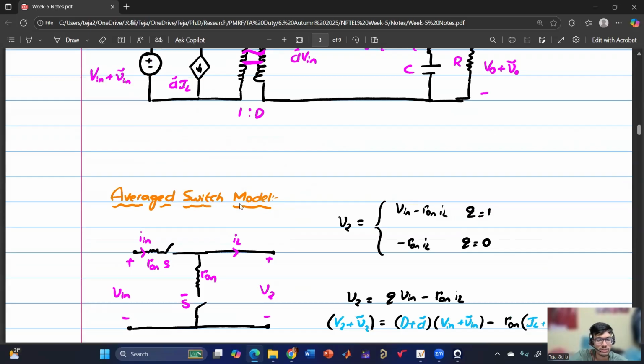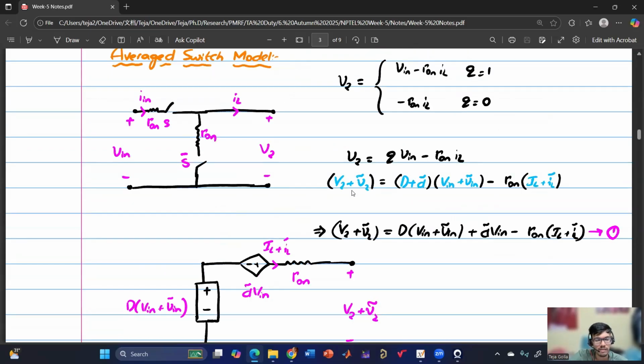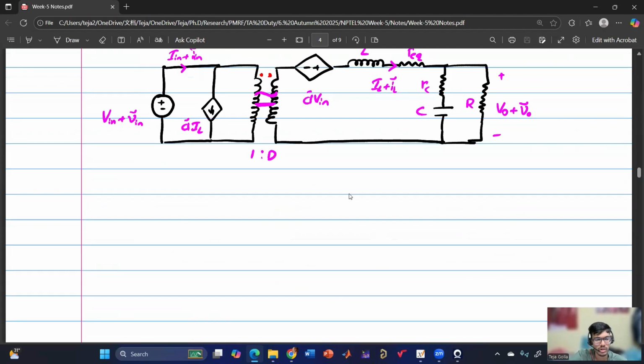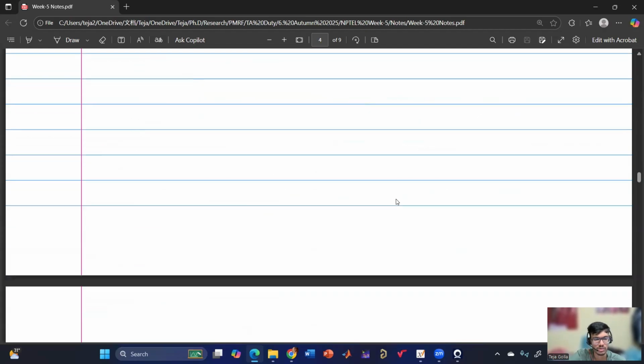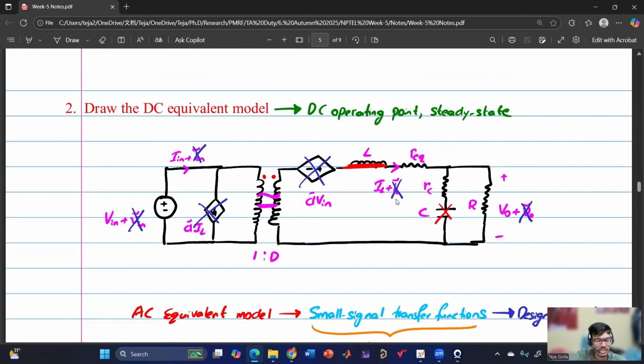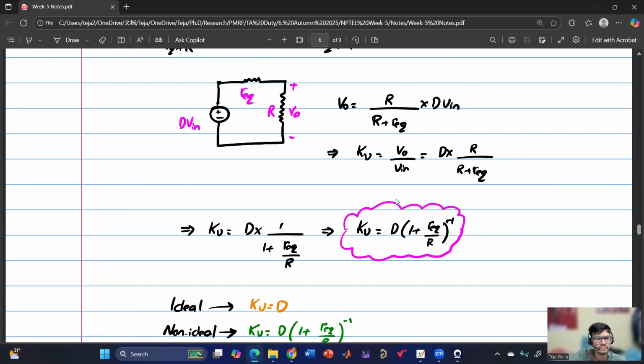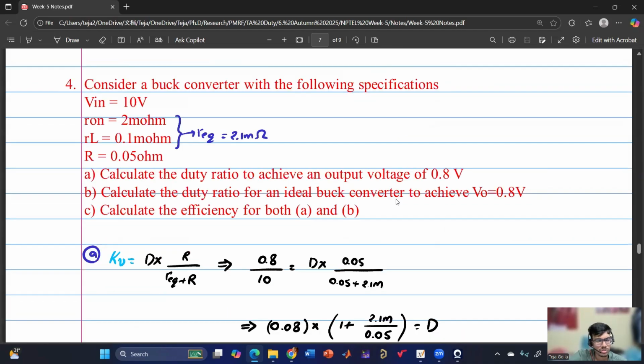In the case of the average switch model, we considered the switch, applied the averaging on this switch, got the model, and then connected the rest of the circuit, and we saw that both result in the same circuit. And then we solved a few problems regarding the DC equivalent model, and how we can get the voltage gain expression using the DC equivalent model, as well as the efficiency. And then we also solved a few problems where I gave certain values and asked what the duty ratio would be to achieve this model, because it's a practical buck converter and it has some parasitic drop.